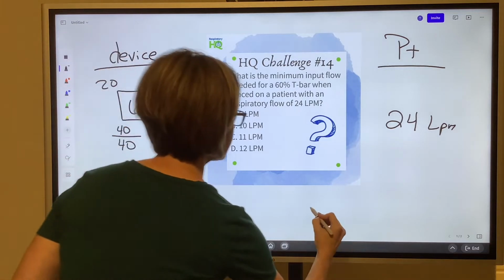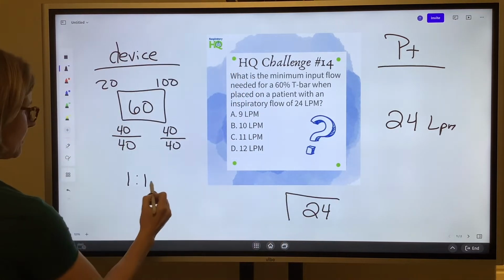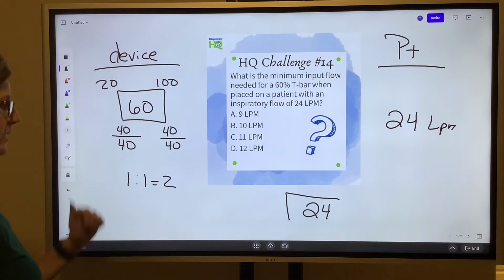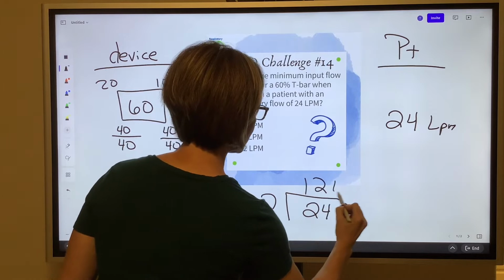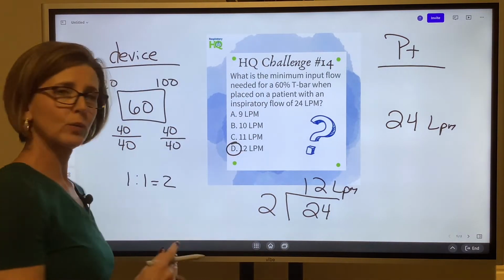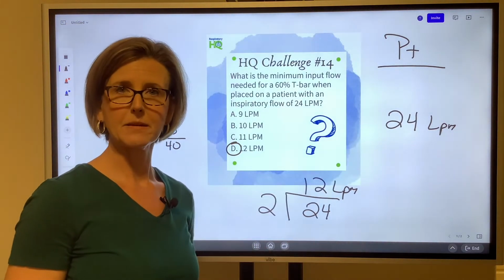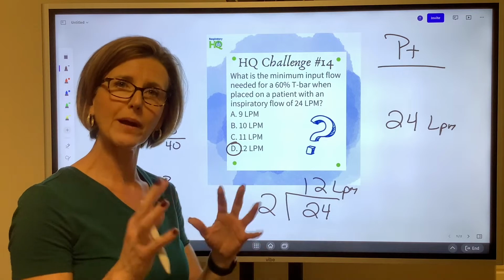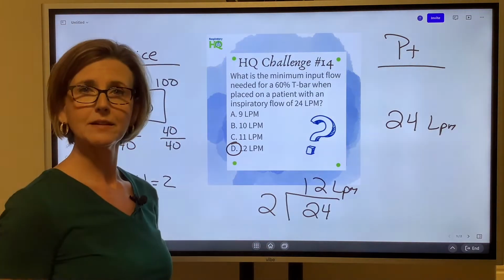You take the patient's inspiratory flow and you divide it by the total parts. So 1 and 1 is 2. 24 divided by 2 is 12 liters per minute. That is the minimum flow that we need to set on the flow meter to exactly meet the patient's inspiratory needs. So that way we can be certain that the patient is receiving 60%.